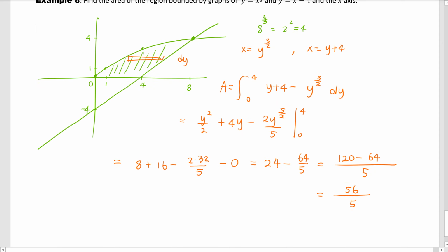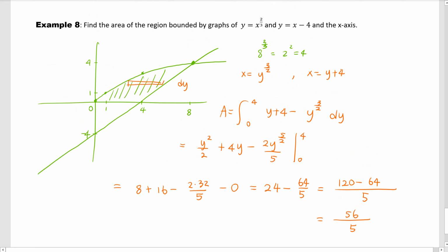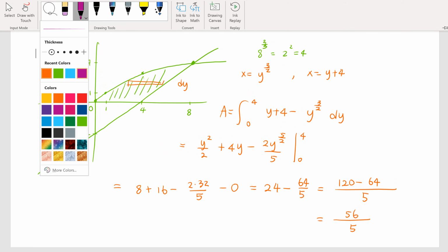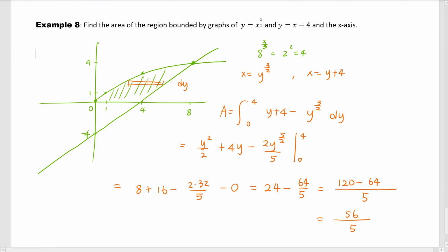We have some time left. So maybe we can try to cut it vertically and see whether we get the same answer. This is a good exercise because you can choose to cut it vertically or horizontally. But when you cut it vertically, you need to separate into two integrals.